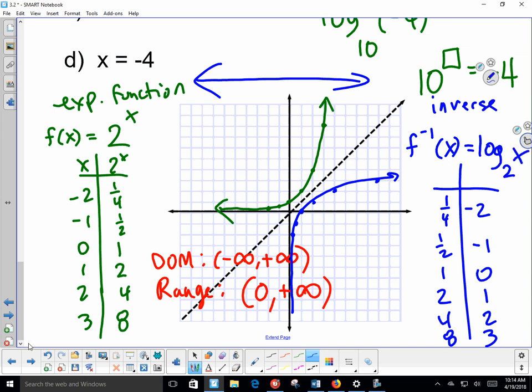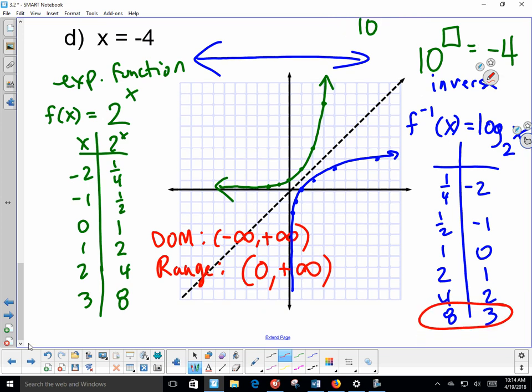So these should be ordered pairs that would fit with this. Let's just test a couple of them. If I plug 2 in here, what's log to the base 2 of 2? That's saying 2 raised to what power gets me to 2? 1. How about this one? If I plug in 4. Log to the base 2 of 4 says 2 raised to what power gets me to 4? 2. How about this one? If I plug in 8, log to the base 2 of 8 says 2 raised to what power gets me to 8? 3, and so on, right?